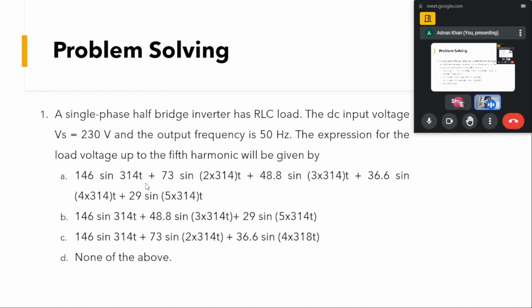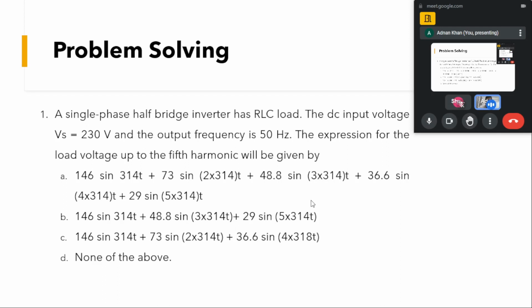In option A we have the first, second, third, fourth and fifth harmonic. In option B we have the first, third and fifth harmonic. In option C we have the first, second and fourth harmonic. And option D is none of the above.